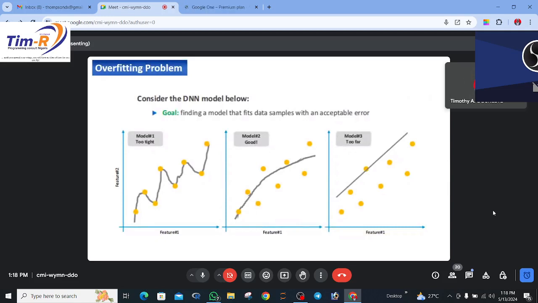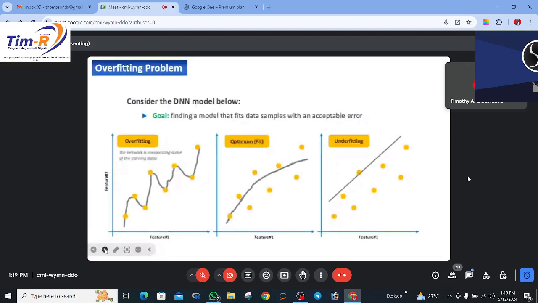The second model is the good one, whereby it tries to generalize but not overfit. There's no overfitting here and no underfitting here. In this case this is overfitting, and in this case this is underfitting. This model does not fit the data itself, while this one actually fits, and this one overfits it. The one with the minimum acceptable error is model 2.